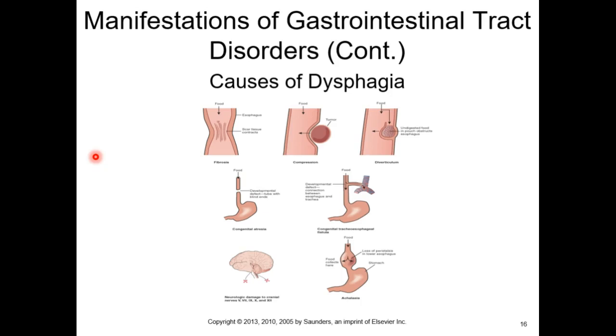So one cause of dysphagia would be fibrosis. If there's some kind of scarring in the esophagus, then that could narrow the esophagus and make swallowing more physically difficult and unpleasant. Again, this is going to be visceral innervation, which means what?